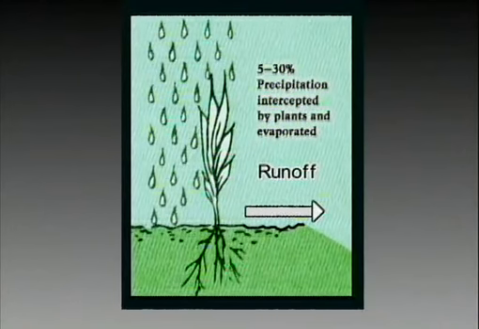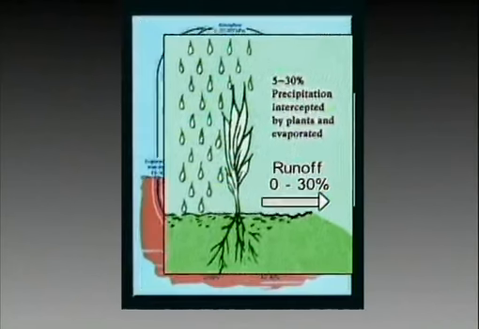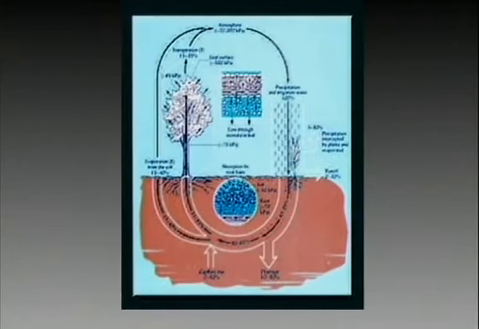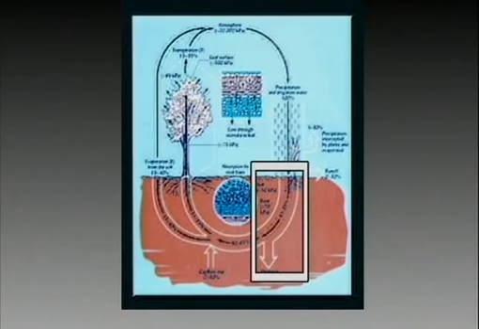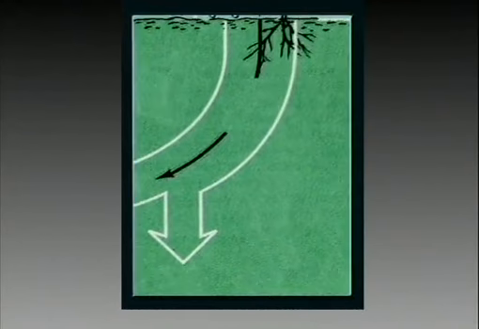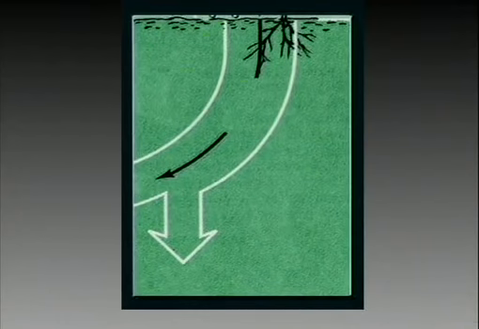That could be anywhere from 0, if we had a 100% intake rate, up to as much as 30% under a very steep slope and or low vegetative cover, and or high rainfall situation. The water that is taken into the soil is going to be transmitted or moved into that soil profile to some depth.